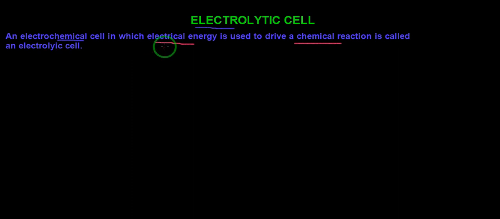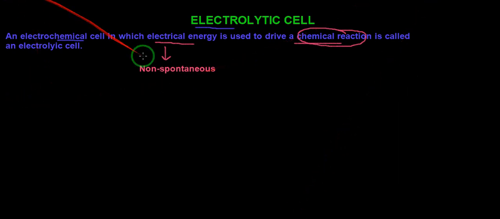Now, as you know, according to this definition, electrical energy is used to drive a chemical reaction. What does this mean? It means this electrolytic cell is for non-spontaneous reactions, non-spontaneous chemical reactions.